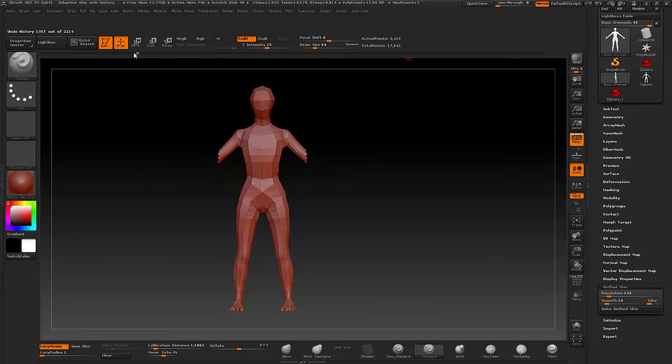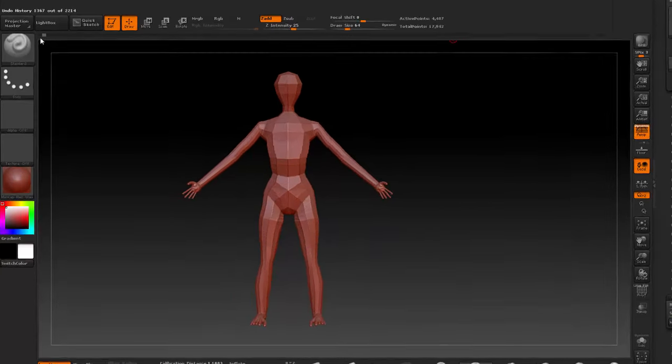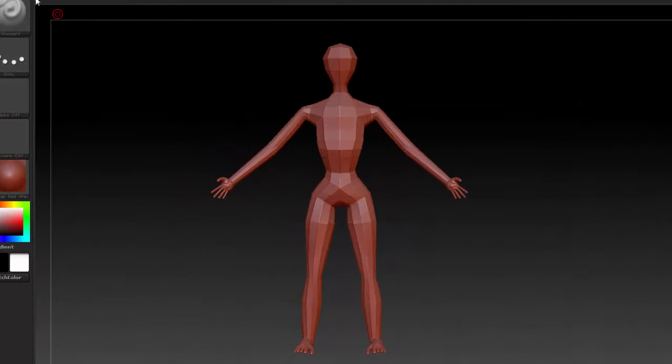If I was to backtrack on this, you can see where it starts from the Z-sphere stage, which is right here.